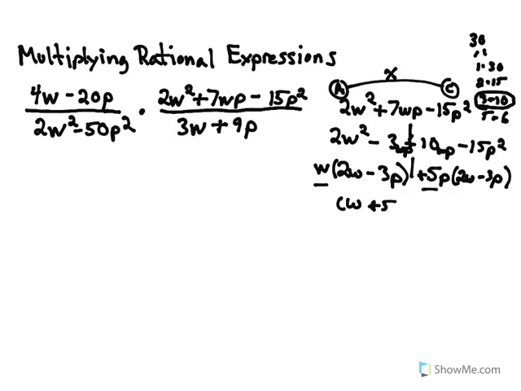So W plus 5P. And then since 2W minus 3P are identical, just choose one of them to represent the group.